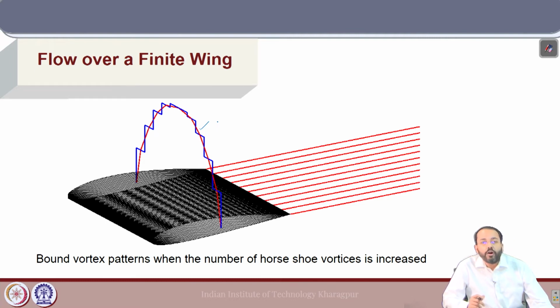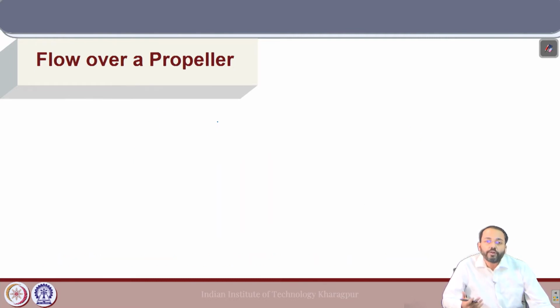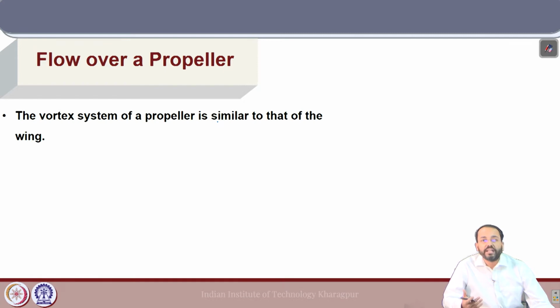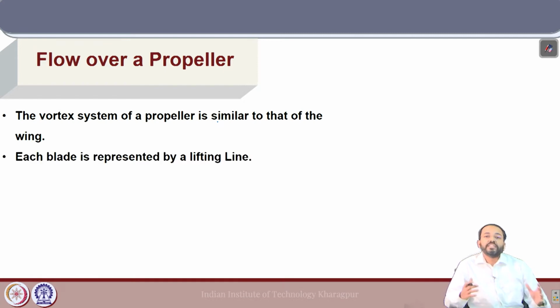Okay. Now, we will move on from the wing to the propeller. This is very important because the entire discussion on wings and airfoils was because the propeller blade section is typically the shape of an airfoil. So, to understand the vortex pattern and the circulation around a propeller blade, it is imperative to understand the circulation distribution and the vortex patterns of wings.